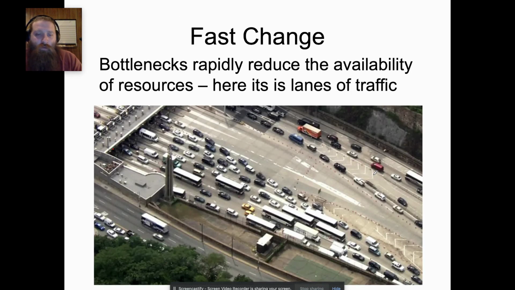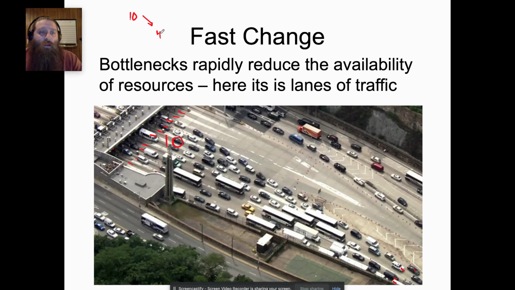And you can picture a bottleneck kind of like this picture of traffic. So here on the left, we have 1, 2, 3, 4, 5, 6, 7, 8, 9, maybe 10 lanes of traffic. But on the right, it looks like 1, 2, 3, 4. So as we go from 10 lanes down to 4 lanes, all of these cars get stopped up, they get bottlenecked. So this is kind of analogous to a rapid reduction in the availability of resources.